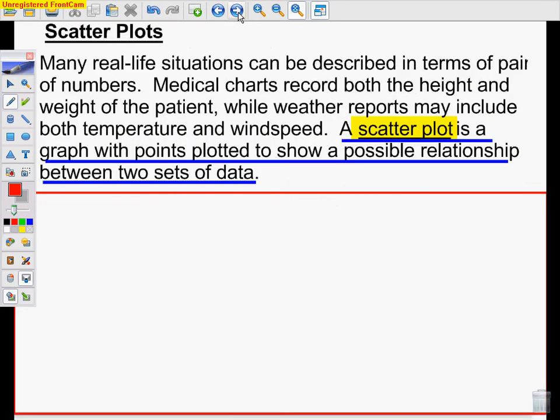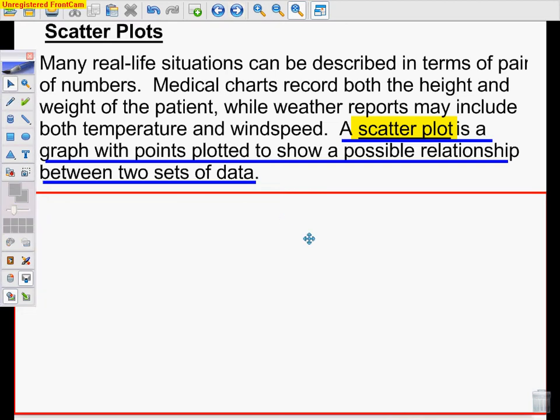Now, could you please write down what is underlined in blue? If you need to pause the video here, that's fine. I'm going to read the whole paragraph. Many real-life situations can be described in terms of pairs of numbers. Medical charts record both the height and weight of the patient, while weather reports may include both temperature and wind speed. The part you're writing down is: a scatter plot is a graph with points plotted to show a possible relationship between two sets of data.